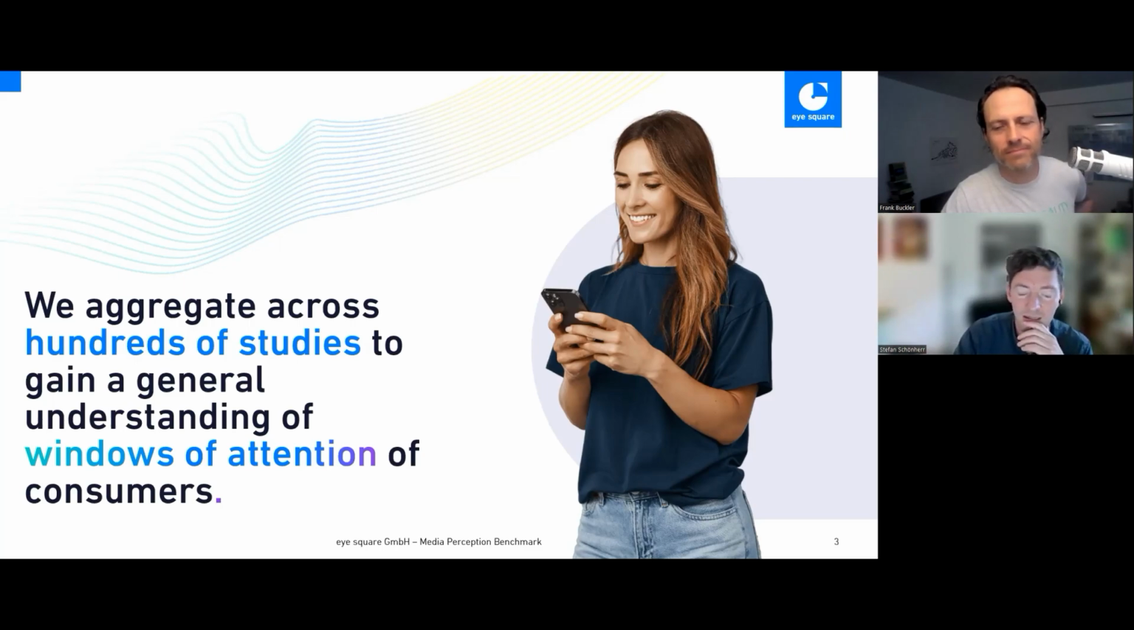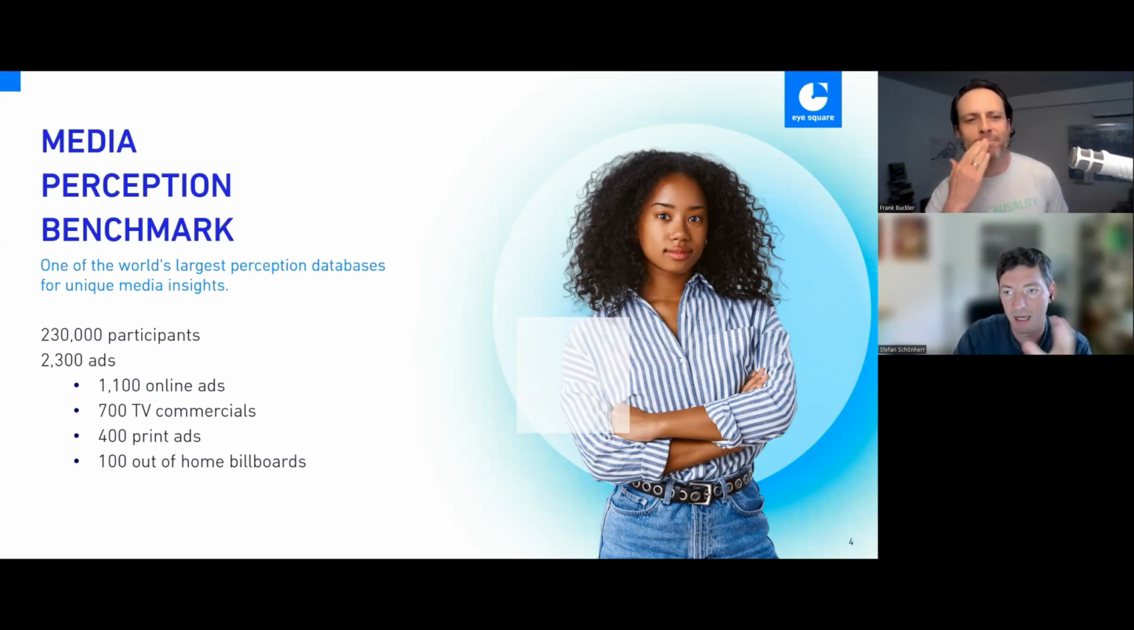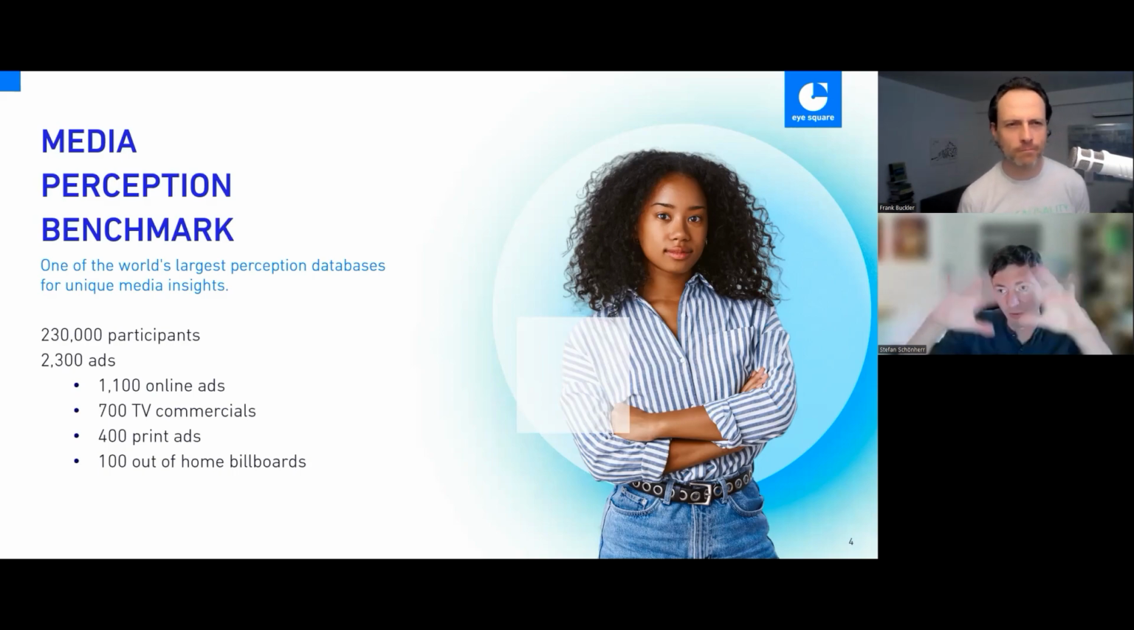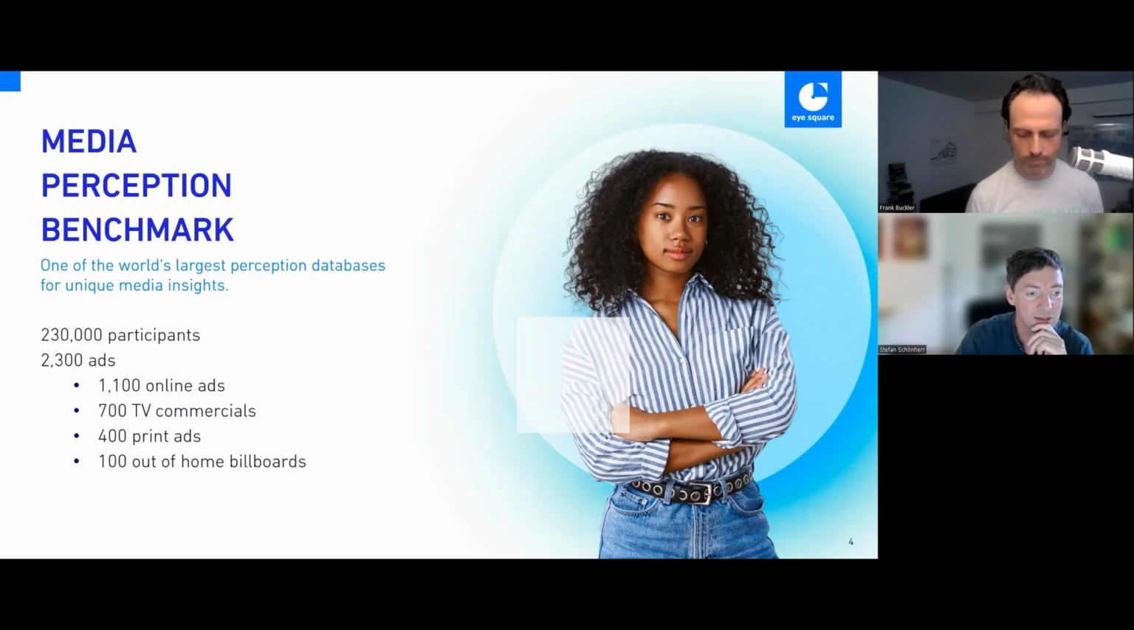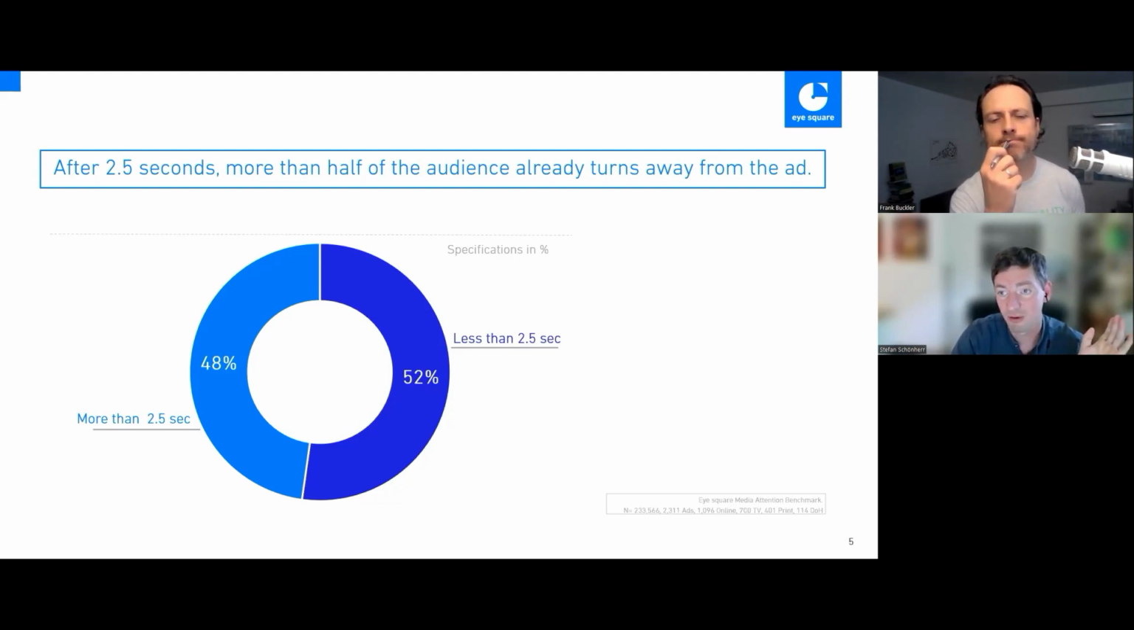How long do ads get attention? We have done this analysis for over 2,000 ads, all different kinds of platforms. So this is mixed up here. It's just a very broad overview. How long do people look at ads? And if you count this together and do a meta-analysis, there's one first very important result, and you can see it here, quite simple. If you look at these different ad contexts, more than half of these ad contexts are below 2.5 seconds. And the other half is longer than 2.5 seconds.